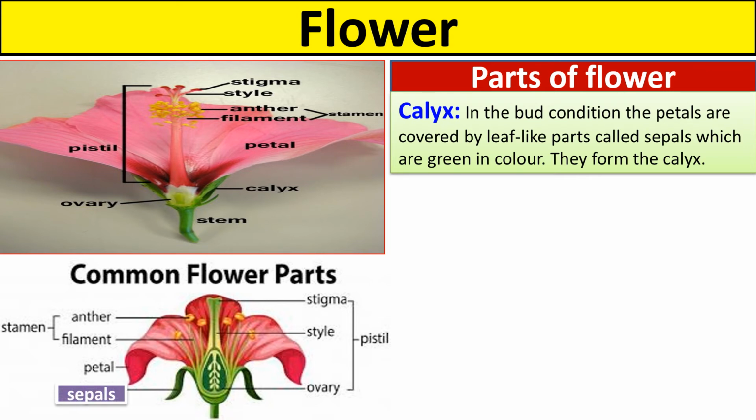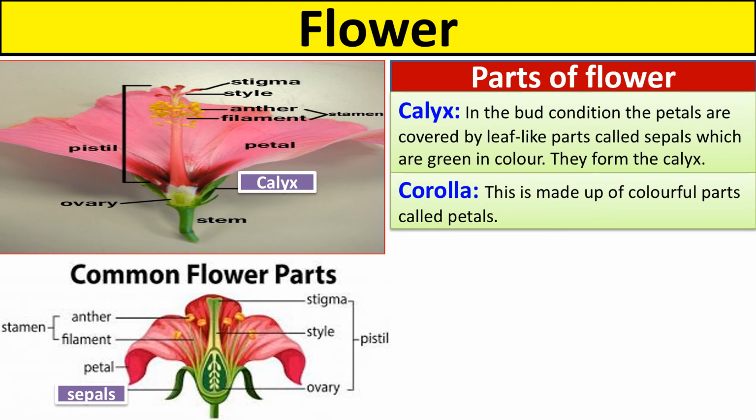See, in the picture, the leaf-like part. Bud is covered in the leaf-like part. कली जो है, वो covered होती है इस green part के अंदर, and that forms the calyx. और वो क्या बनाता है? Calyx. Then corolla. This is made up of colorful parts called petals. So all the petals form corolla.